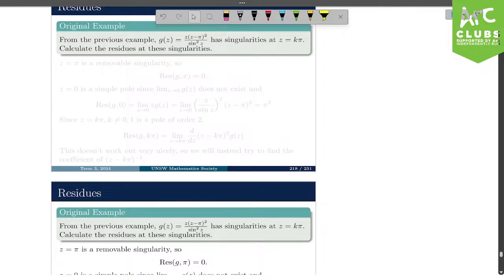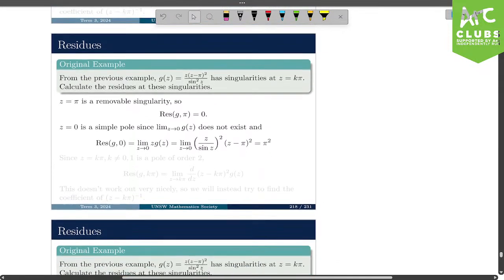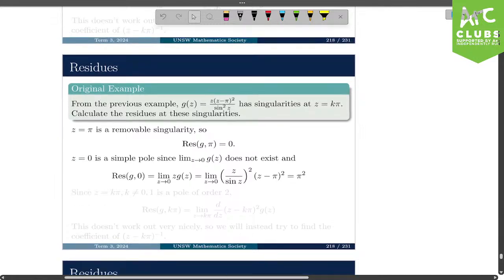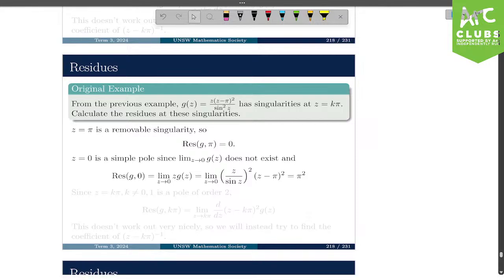Okay, so let's look at the first residue. At the first residue, we put in z equals pi. Since it has a zero of degree 2 and a pole of degree 2 at the same point, it is a removable singularity, and so it has a residue of 0. Okay. At z equals 0, there is a simple pole because it has a pole of degree 2 and a zero of degree 1, and therefore the limit does not exist.